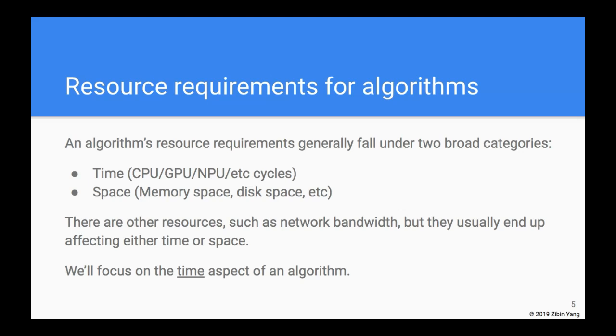So time is one resource, space is the other resource. Any algorithm will take up space to store all of its data. So space in terms of memory space, disk space, etc. That's another very important resource for an algorithm. There are other resources such as network bandwidth in today's internet-connected world. But all these other resources usually just affect either the time or the space. And for this class, mostly we'll focus on the time aspect of an algorithm.